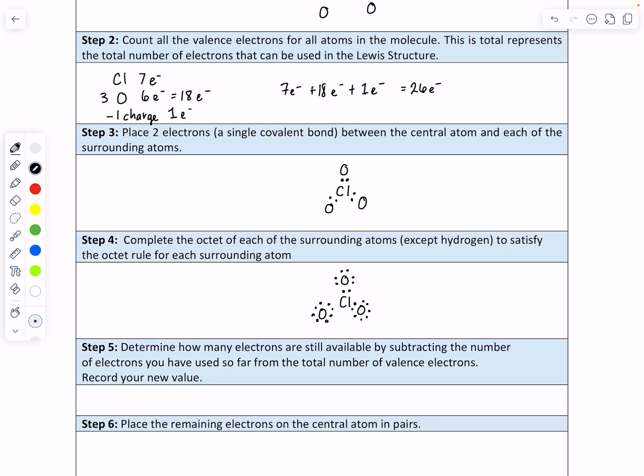And let's determine how many valence electrons are still available. Let's count them all. We have 1, 2, 3, 4, 5, 6, 7, 8, 9, 10, 11, 12, 13, 14, 15, 16, 17, 18, 19, 20, 21, 22, 23, 24. So we had 26 electrons to start with, minus 24 that we've drawn. That gives us 2 electrons.